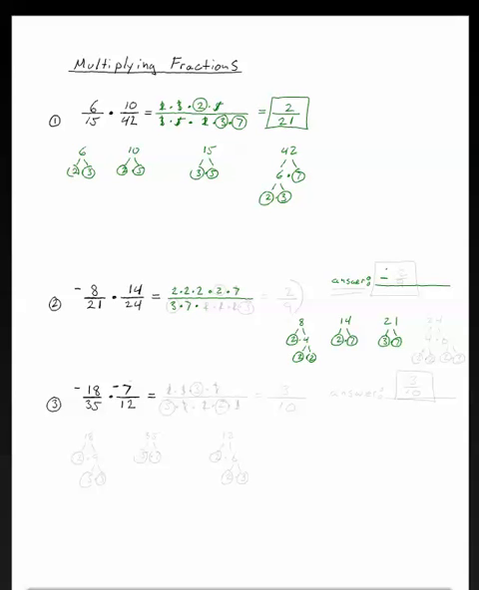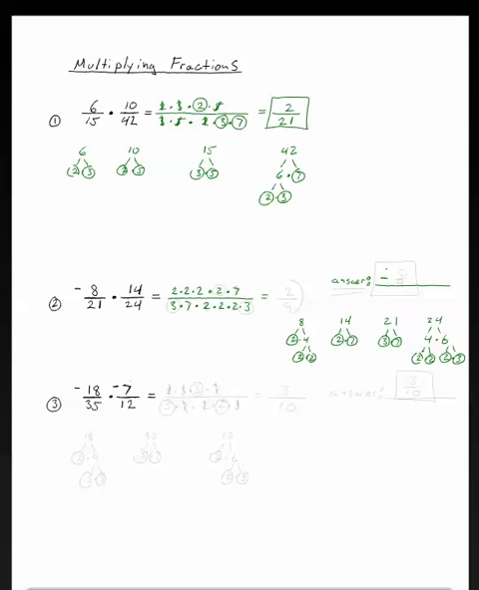Now I have to break down 24. 24 is 4 times 6. Neither of those is prime. 4 is 2 times 2. Those are both prime. 6 is 2 times 3. Those are both prime. So for 24 I want to write 2 times 2 times 2 times 3.